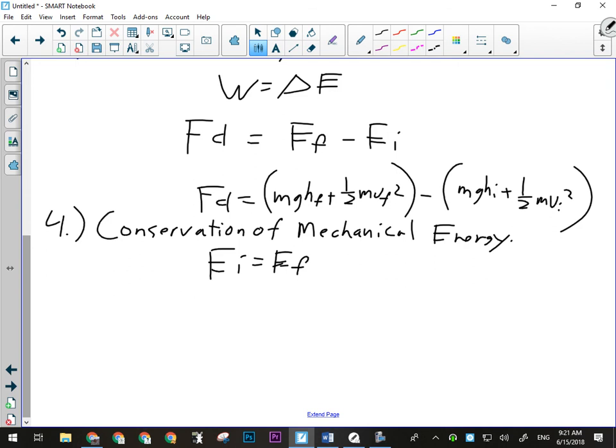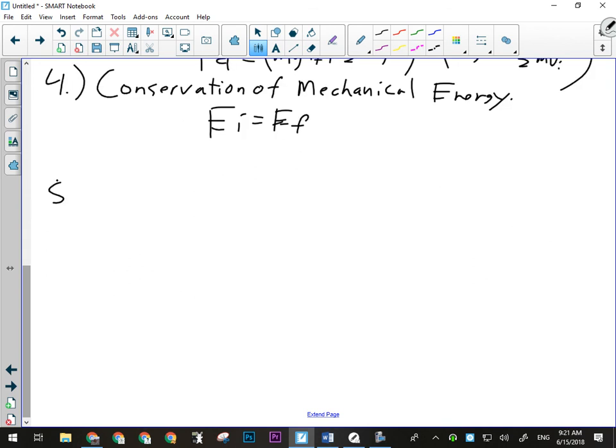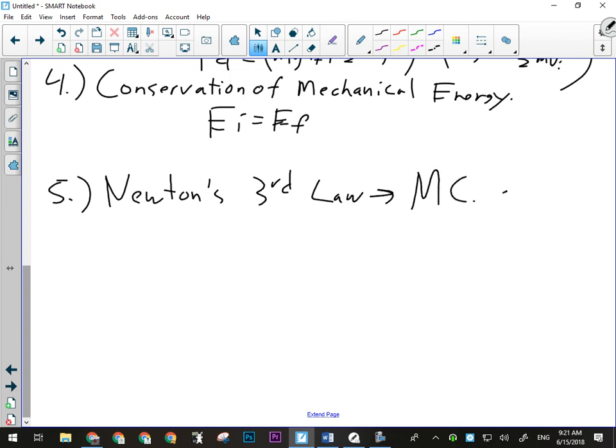Okay. All right, and sorry, I skipped over Newton's third law. There's no problem solving to do with Newton's third law. Okay, it's only in the multiple choice, but you still need to know that every action has an equal and opposite reaction and kind of what that means from a situational perspective.